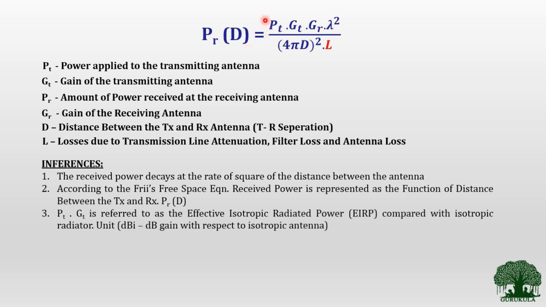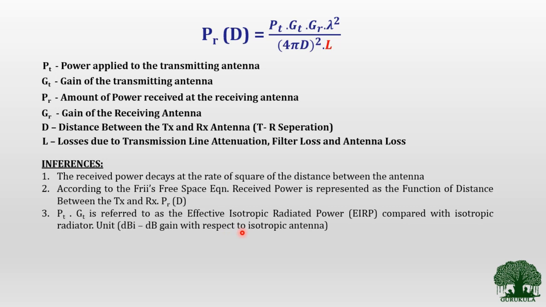And you could see these particular terms, PT and GT. The product of transmitted power and transmitted gain is what we refer to as effective isotropic radiated power. We often abbreviate that as EIRP. So EIRP is nothing but the maximum power that is radiated, and it is compared with isotropic radiation. The unit for this is dBi, which is dB gain with respect to an isotropic antenna.